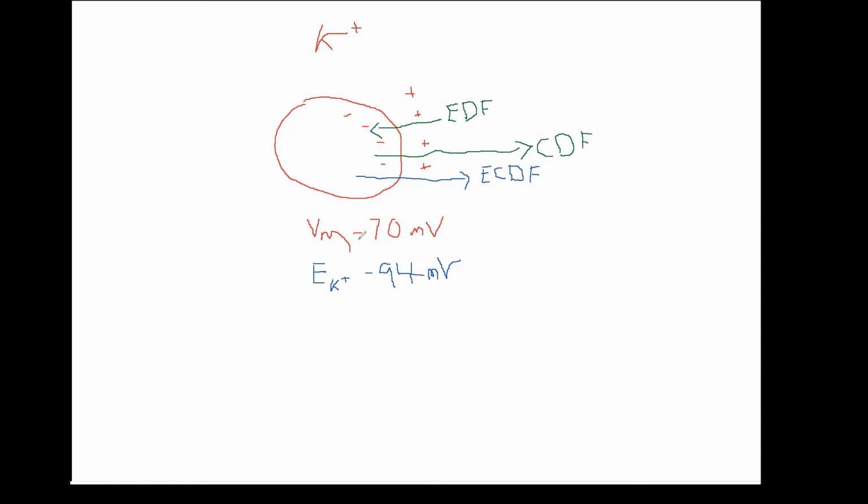So then in that case, you would say that the equilibrium potential for potassium is stronger, right, than the membrane potential? Okay. Yep.